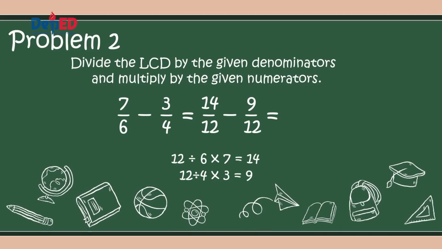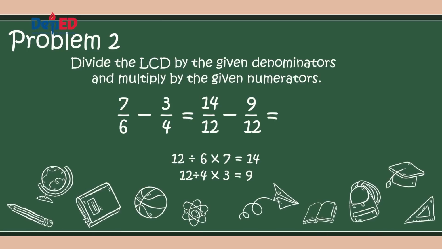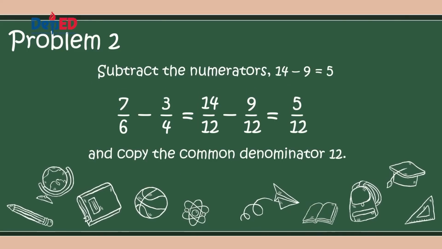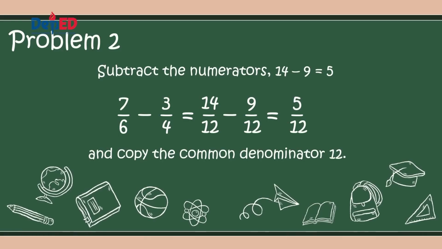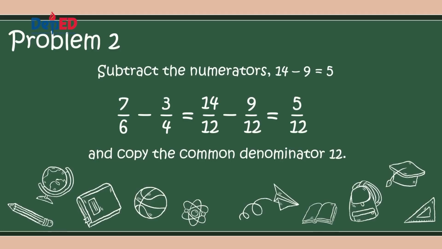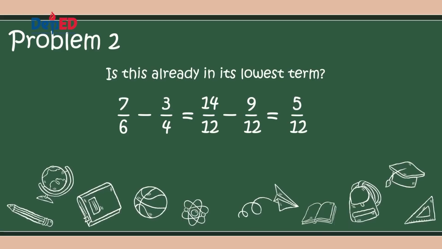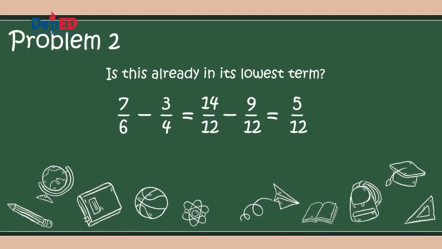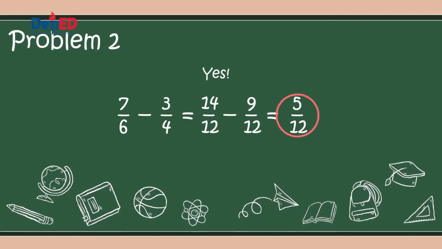We have now 14 twelfths minus 9 twelfths. Subtract the numerators, 14 minus 9 equals 5, and copy the common denominator, 12. We have 5 twelfths. Is 5 twelfths already a lowest term? Yes, our final answer is 5 twelfths.